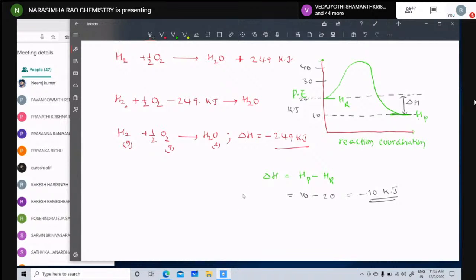Sir, can you explain once again? Now, this is the enthalpy of the reactant.